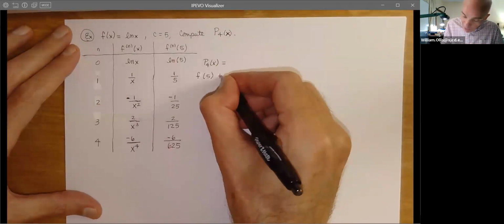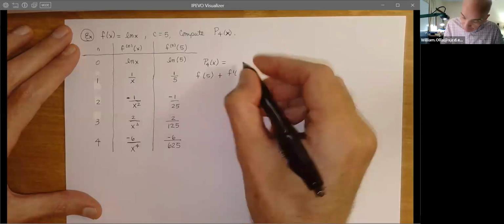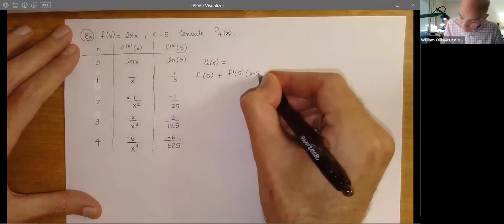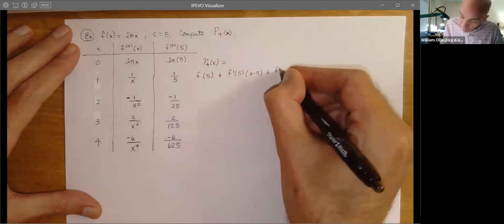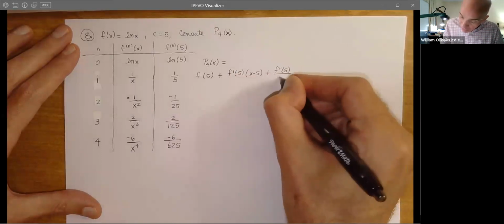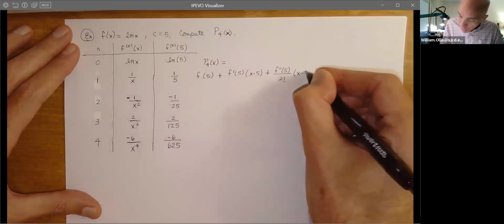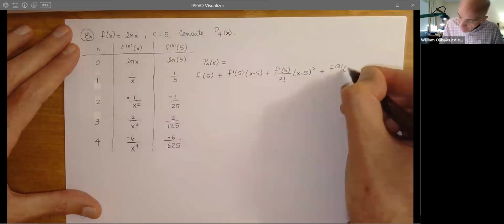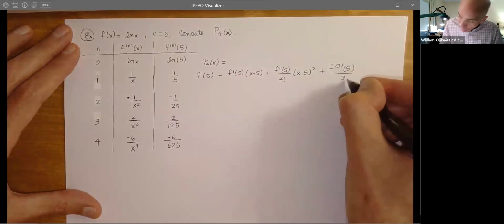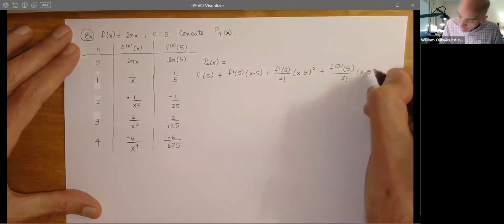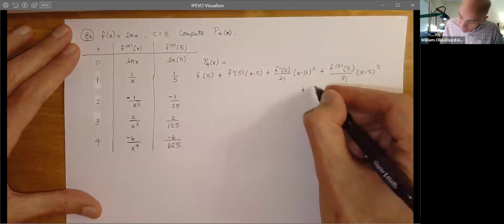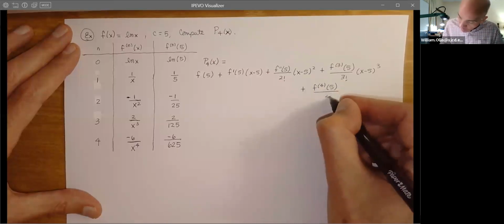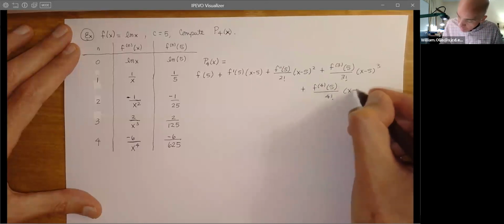So we have plus f prime of 5 divided by 1 factorial times x minus 5. Then plus f double prime of 5 divided by 2 factorial x minus 5 squared plus f triple prime at 5 divided by 3 factorial x minus 5 cubed. And then lastly, plus the 4th derivative evaluated at 5 divided by 4 factorial x minus 5 to the 4th.